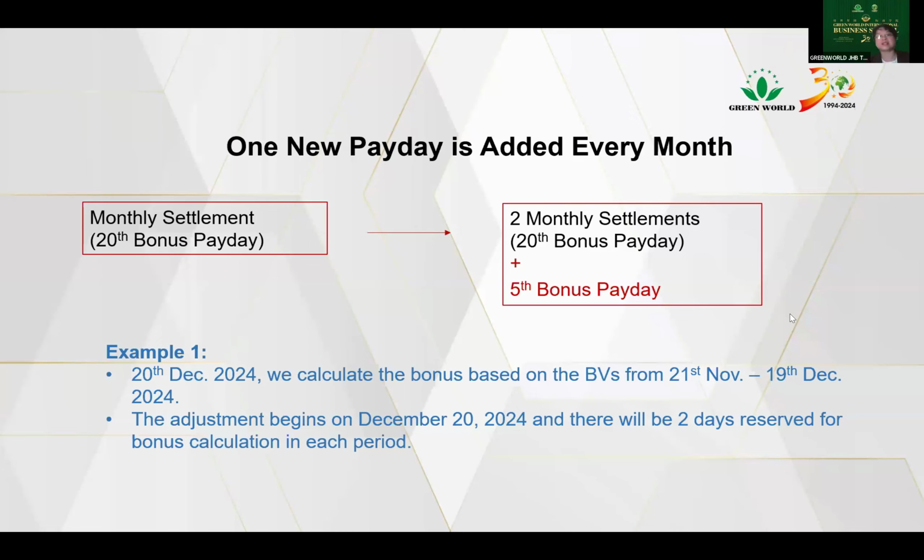So I give you the scenario. On 20th December 2024, this year, we will calculate the bonus based on the BVs from the 21st of November to 19th of December as usual. And this adjustment begins on December 20th, 2024, which is the last calculation period. And there will be 2 days reserved for the bonus calculation in each period.